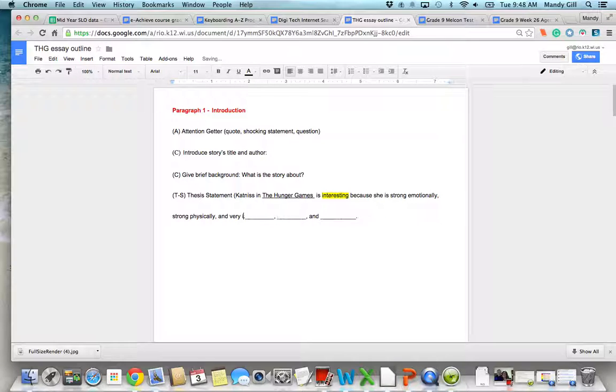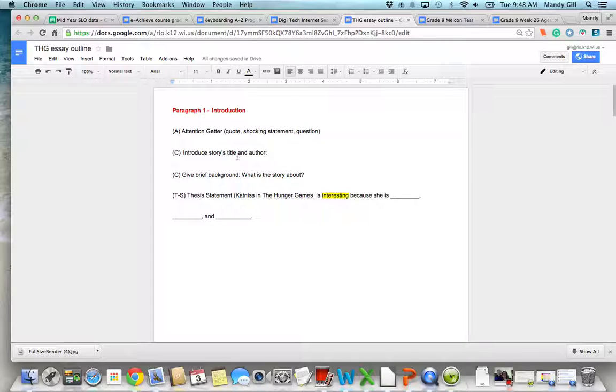So I'm going to get rid of these because I want you to come up with your own. I'm not opposed to you using mine because, of course, you'll have to find your own examples and write your own links that explain them. But you are going to use your brainstorm that you completed last night to come up with your 3 characteristics to describe whichever character you chose to write about.